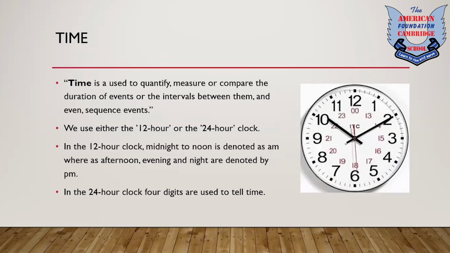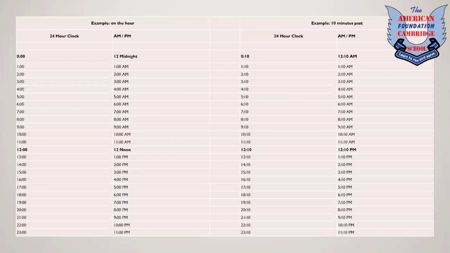We use 4 digits to represent a 24-hour clock. Here is just a chart to get you guys to know how the time is noted. You can clearly see at midnight AM starts and at noon it ends, and then PM starts till midnight. And you can clearly see in the 24-hour column how the numbers are denoted in 4 digits.